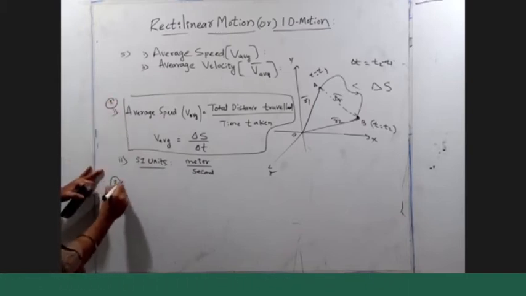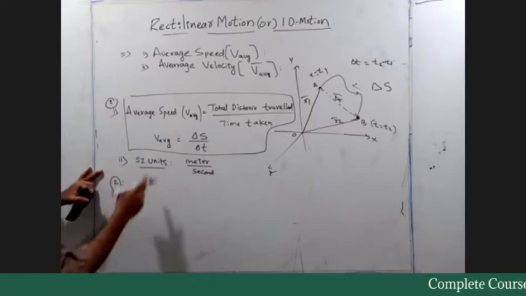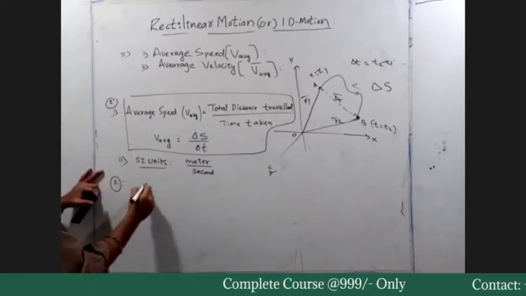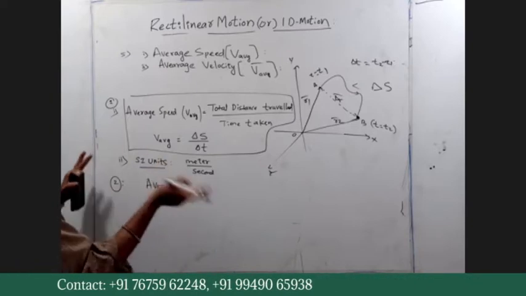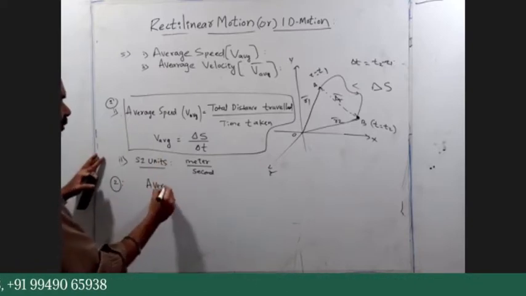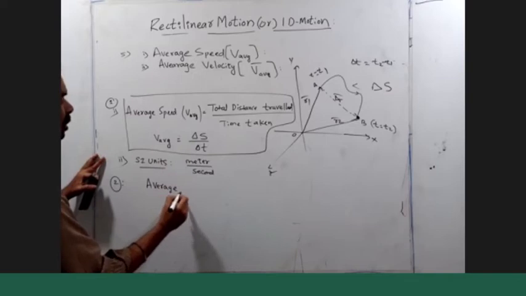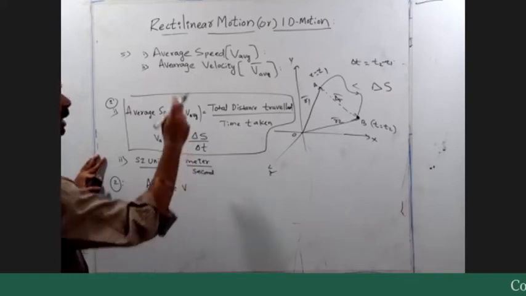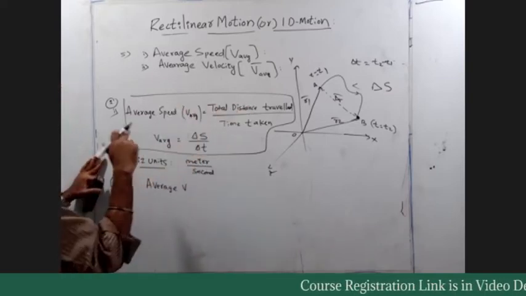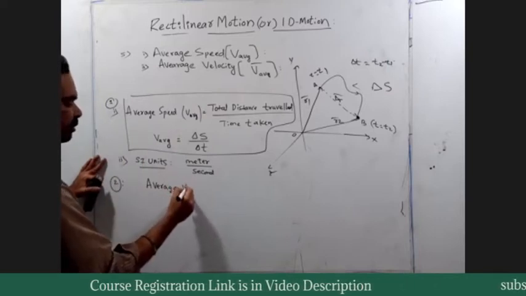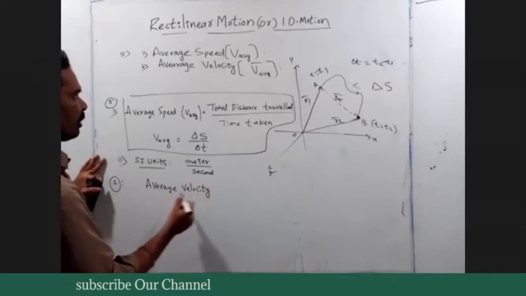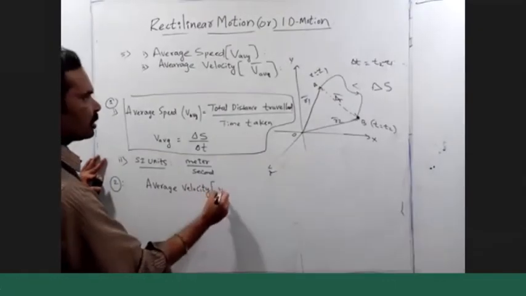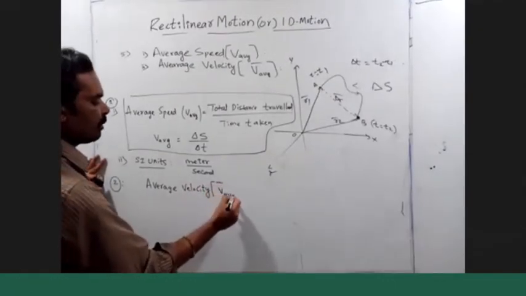Next, we want to define the second one, which is average velocity. So what is the average velocity? What is the difference between the average speed and average velocity? Average speed is related to the distance traveled. Average velocity is related to the... this is V bar, average.